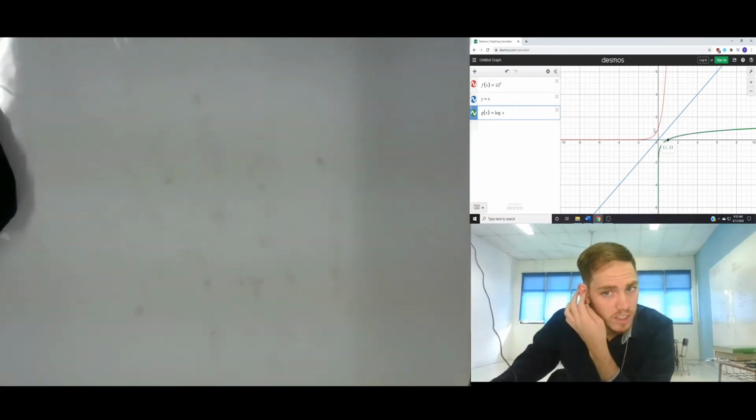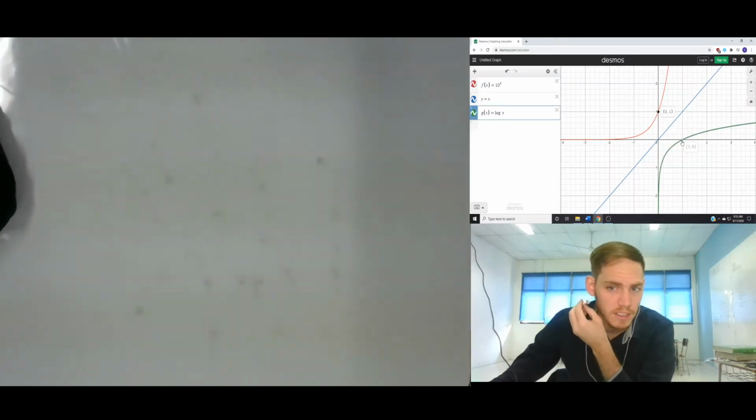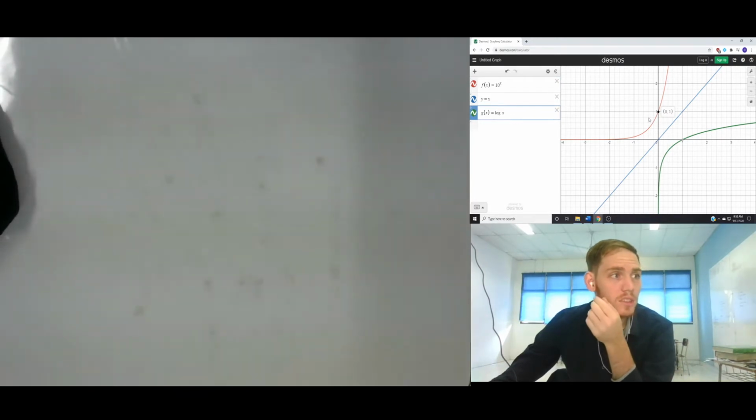Okay, so let's look at possible ones. First thing we want to see is the graph f of x equals 10 to the x. And we're going to have the line y equals x, and then we're going to do g of x equals log of x. If you notice, our graphs actually are reflections of each other. They flip the x and the y. If we zoom in, we'll see that they flip x and y over that line, which implies these two are inverse functions.